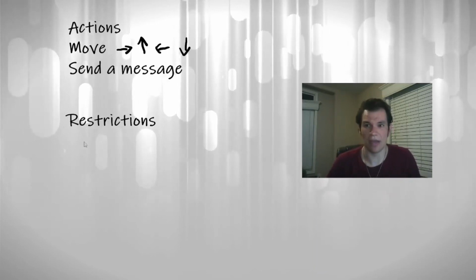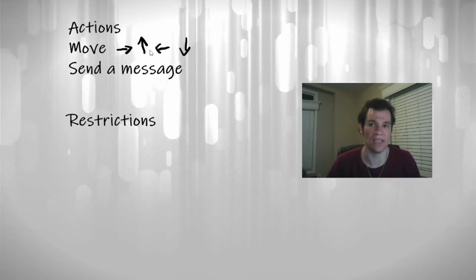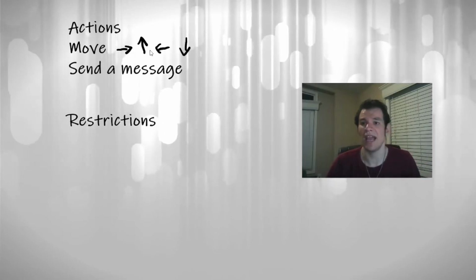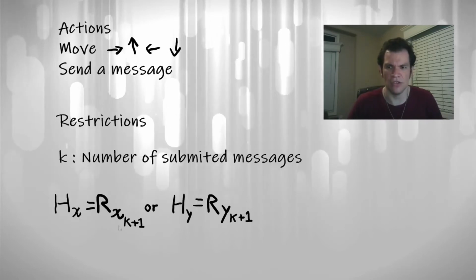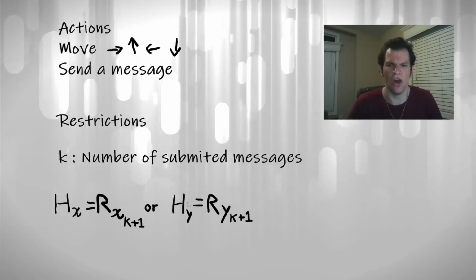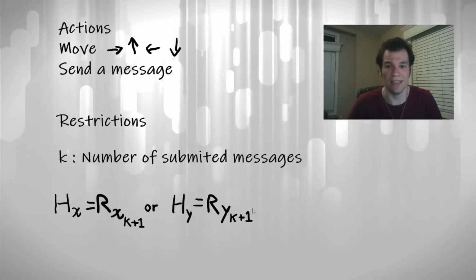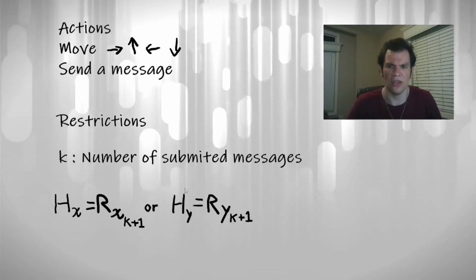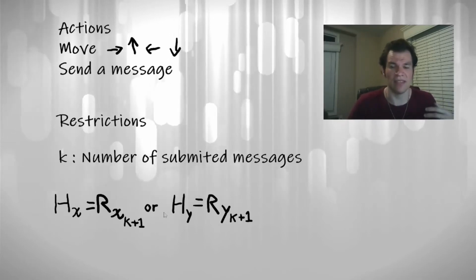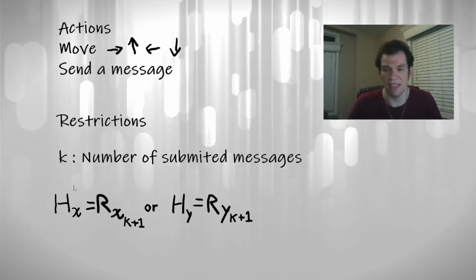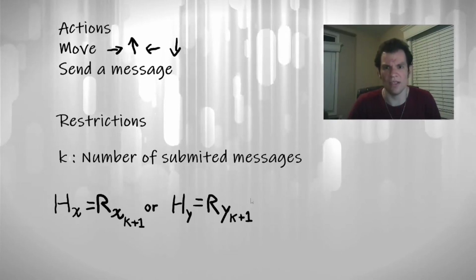Now let's think about the restriction. Hermes can always move in any of these 4 directions. However, then Hermes' X position should be this, or Hermes' Y position should be this. If neither of these 2 equalities holds, then Hermes cannot send the message. He needs to move in X to here or in Y to here.